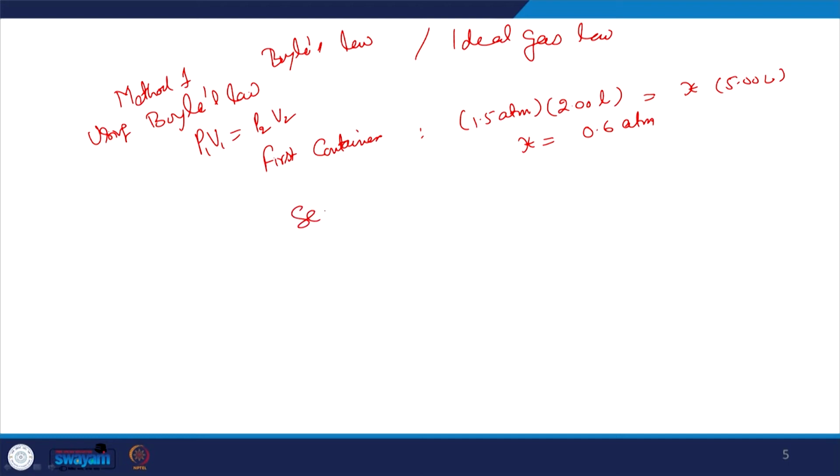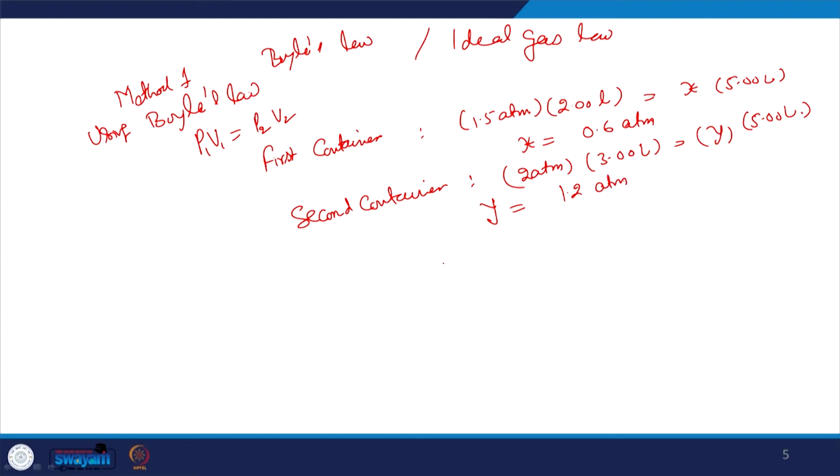Now, the second container: 2 atmosphere into 3.0 liter is equal to Y, that is the pressure for the second container, into 5.0 liter. Then Y is equal to 1.2 atm. If we sum up both the containers, then both the pressures, that is P1 and P2, 0.6 atmosphere plus 1.2 atmosphere, that is 1.8 atmosphere.